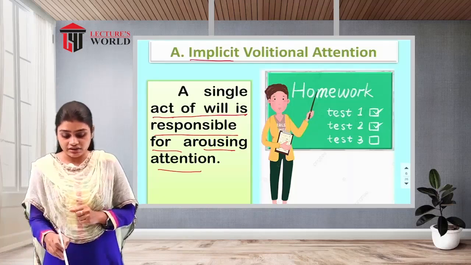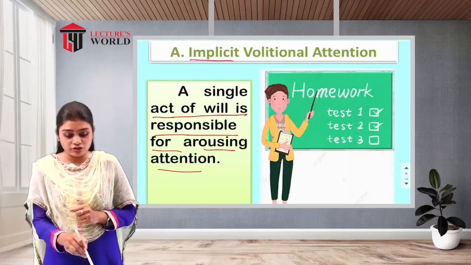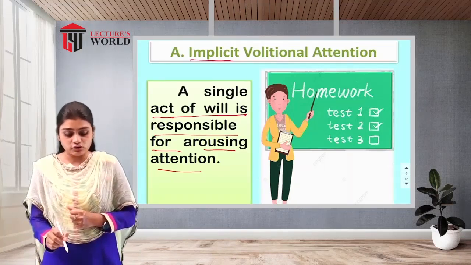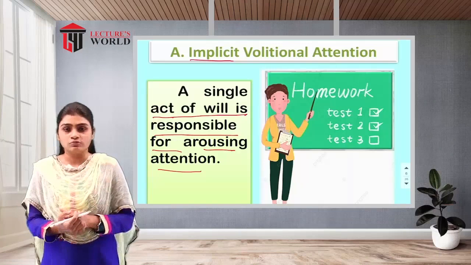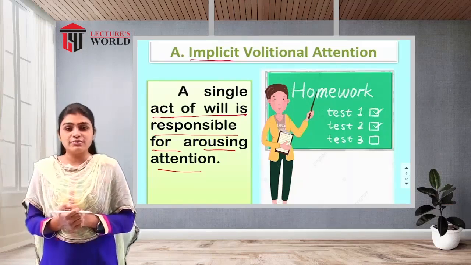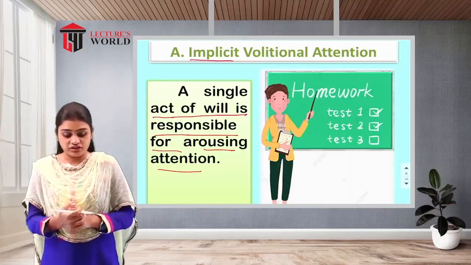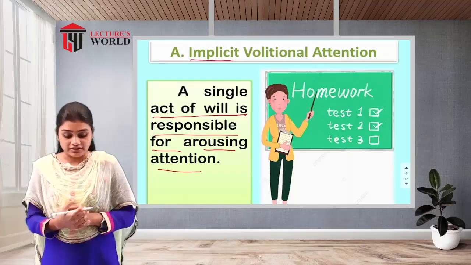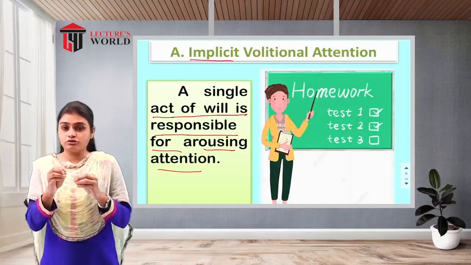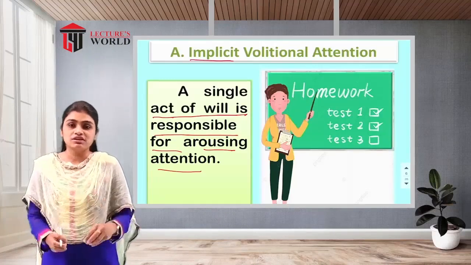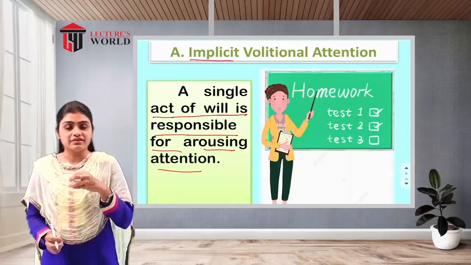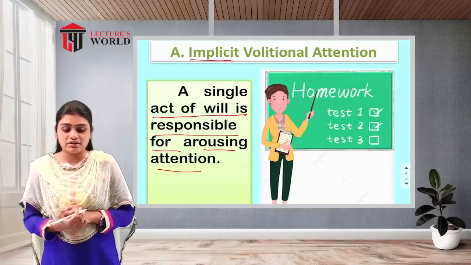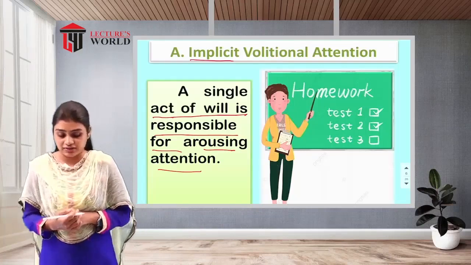Here, as in our previous example, the teacher has given this homework to the individual, and now the student has to complete it. That is implicit volitional attention. There is only one will, which is not to get punished by the teacher. To get rid of this punishment, the student completes the assignment by their own wish. So only one act and one wish are there. That is implicit volitional attention.